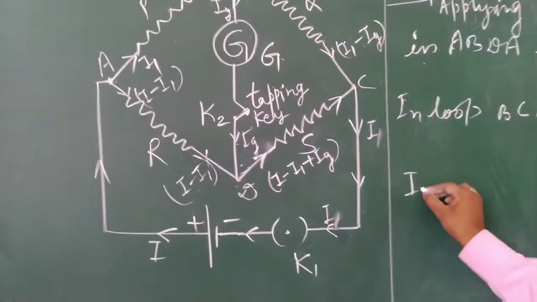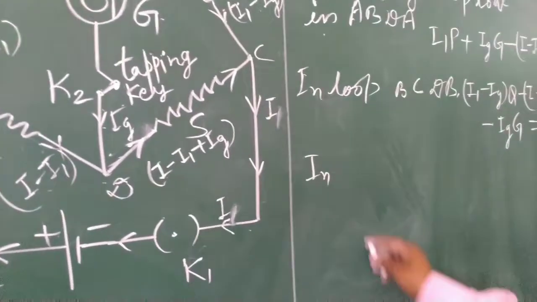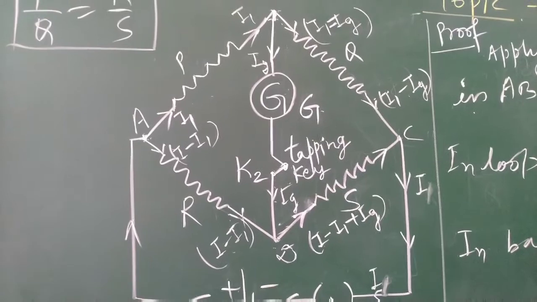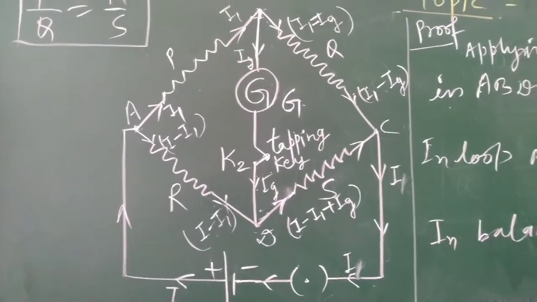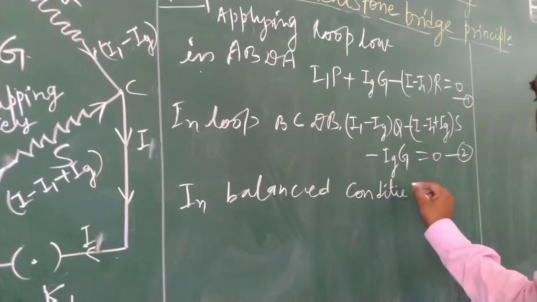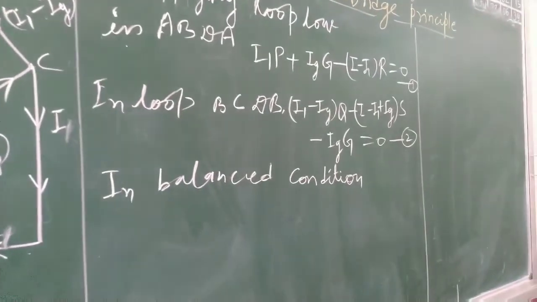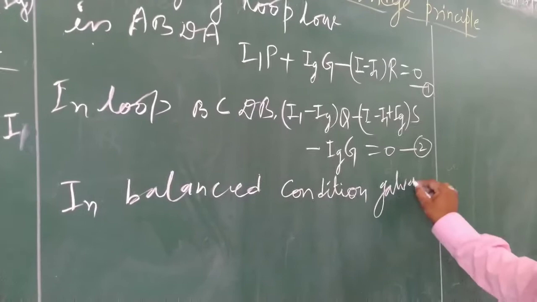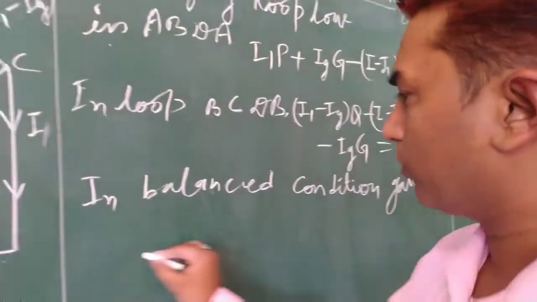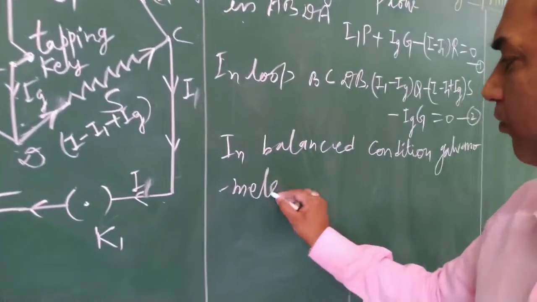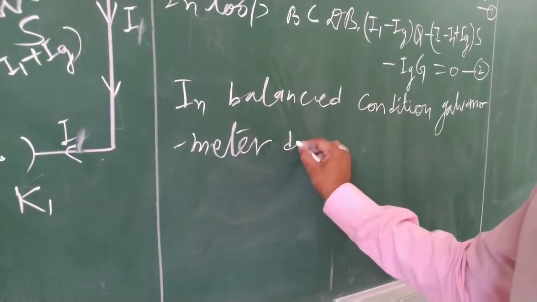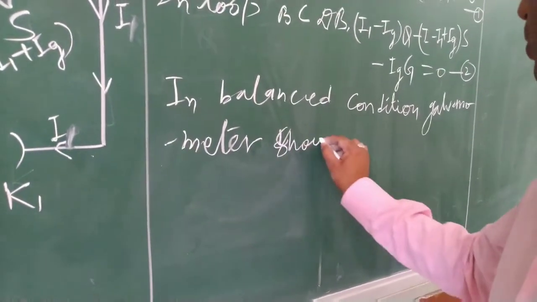In balanced condition, we say that the galvanometer shows zero deflection, and the galvanometer is a very sensitive device which is used to measure current. If the galvanometer's deflection is zero, it means the current flowing through this arm, the galvanometer, is also zero.